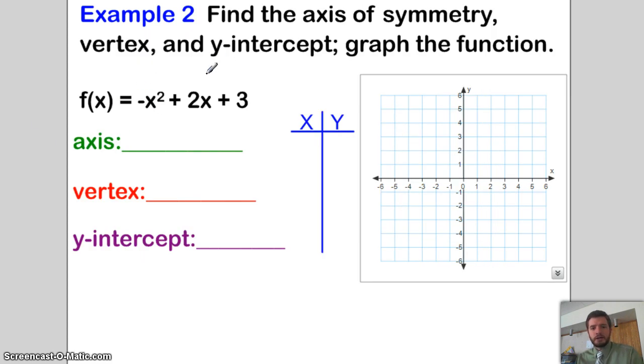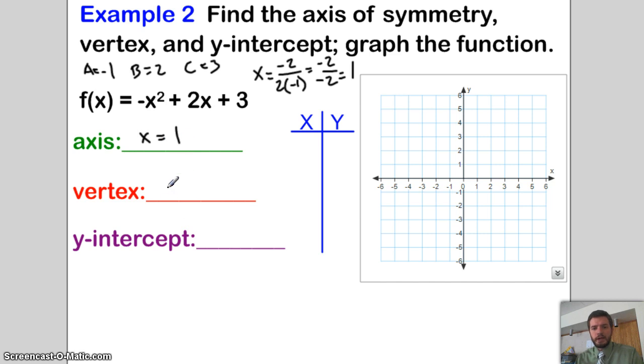So in this case, again, I'm going to identify a, b, and c. A is negative 1, B is 2, and C is 3. So again, let's start with negative b over 2a, to define the axis of symmetry. So x equals negative 2 over 2 times negative 1, so negative 2 over negative 2. The axis of symmetry is going to equal positive 1 this time. And I know that the x value of the vertex is also 1. And now we can keep going.